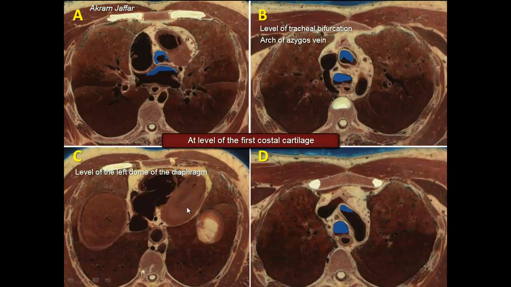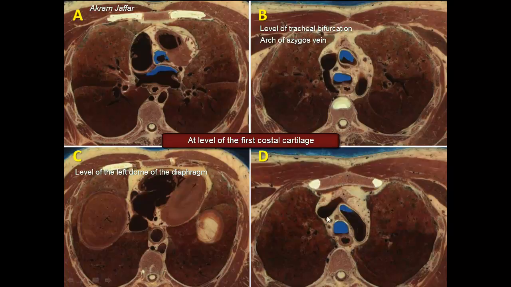Which section is at the level of the first costal cartilage? So this one is not at the level of the first costal cartilage because it shows the domes of the diaphragm. Here we can see the left atrium, and so it is located in the level of the inferior mediastinum. This is the level of the tracheal bifurcation and the arch of the azygous vein, and the costal cartilage that is located at this level should be the second costal cartilage. We are left only with this section, which we can see here, a costal cartilage attached to the manubrium of the sternum. And this is most likely the first costal cartilage.